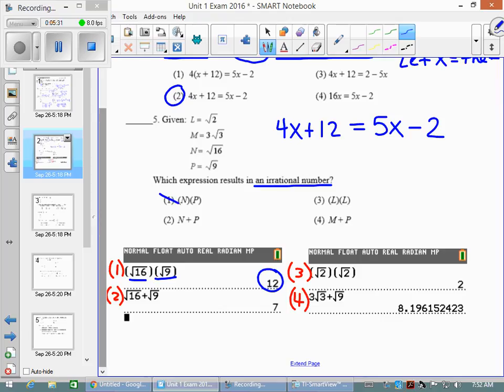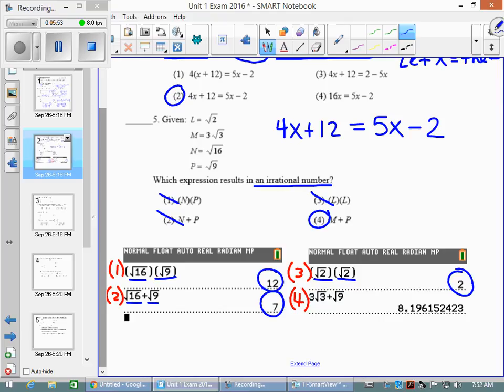Then we go on to n plus p. So now I'm adding the square root of 16 plus the square root of 9, and I'm getting 7. Again, an integer, that's a rational number. Then I look at choice 3, L times L. Well, the square root of 2 is what L was representing. So if I take the square root of 2 and I multiply it by the square root of 2, I get another integer, 2. So at this point, we are selecting choice 4.